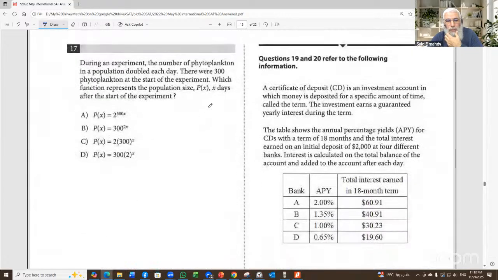During an experiment, the number of phytoplankton in a population doubled each day. So the ratio is 2. There were 300. So this is the initial at the start. At the start, we write 300, and then the ratio of 2. This should be the equation. Which function represents the population size p of x days after it starts? Not 2 to the power 300, not 300 to the power 2, and the start is not 2, the start is 300. So this is the equation.